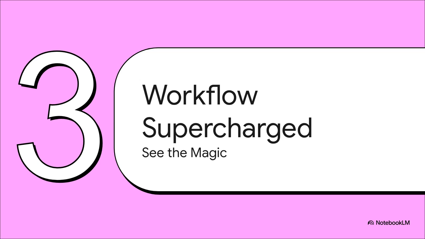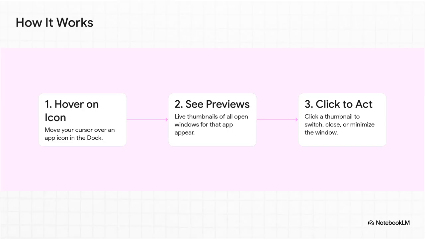Let's get to the fun part, the aha moment. This is where we see exactly how DockView completely demolishes that click and hunt problem we've been talking about. And honestly, it could not be simpler. You just move your mouse and hover over an app icon. And boom, you instantly see these little previews of all its open windows.